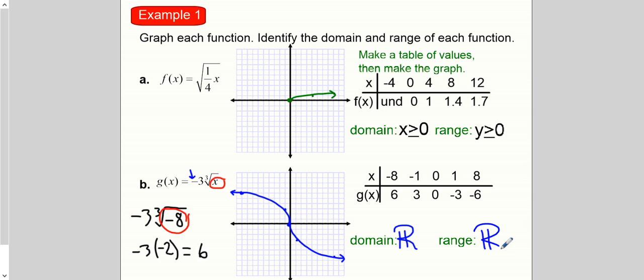On Big Ideas, you probably have to put in the words all real numbers, would be my guess. Or it's a drop-down menu, but it's all real numbers. You can, if you're doing it in writing, do a capital R with the extra little line. And that's example 1, graphing roots.